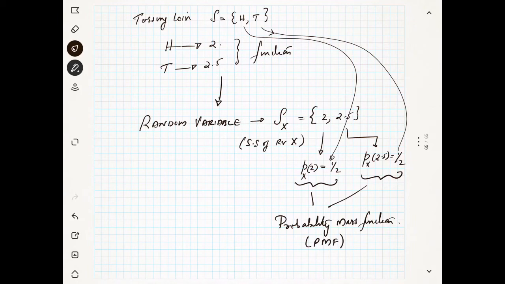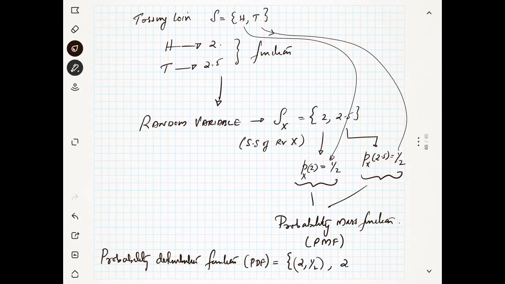Now I will talk about the whole distribution, the probability distribution. What do you mean by probability distribution? It is nothing but I have the value 2, and the probability is 1 by 2. I have the value 2.5 and the probability is 1 over 2. So this is the probability distribution of the random variable.